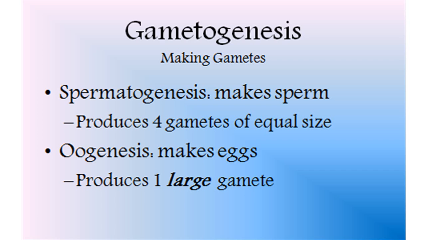Oogenesis, on the other hand, is what makes eggs. I know some Latin roots. I know that ova means egg, so that's a little easier for me to remember. What you might want to look at is the fact that those O's in the word oogenesis look kind of like eggs to help you remember that that's what it's making. Oogenesis makes only one really big gamete, and we're going to look at some images of that on the next slide.